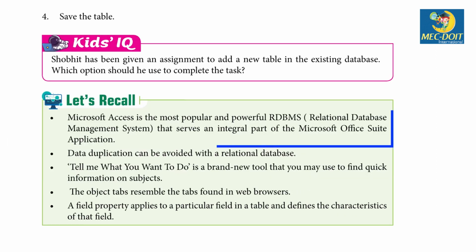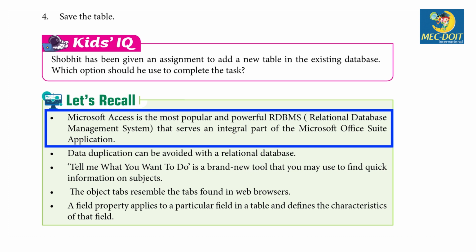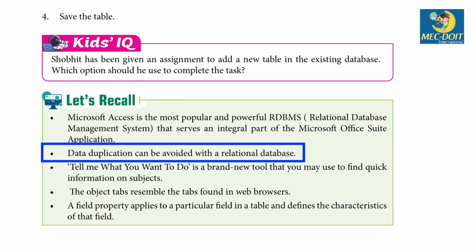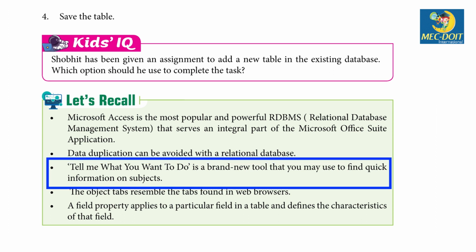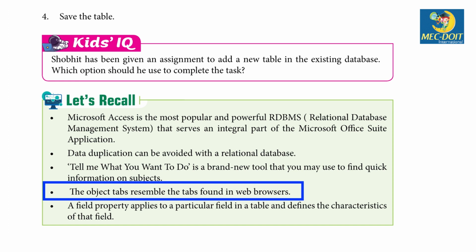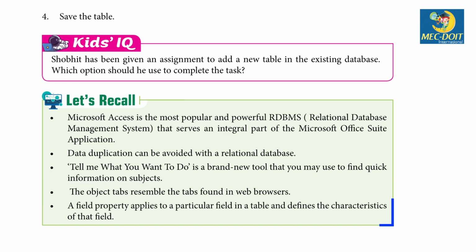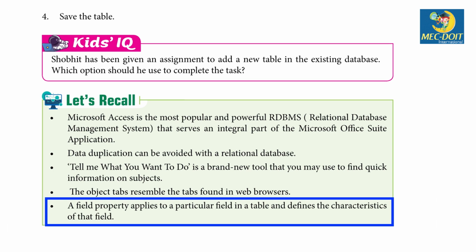Let's recall. Microsoft Access is the most popular and powerful RDBMS, relational database management system, that serves as an integral part of the Microsoft Office suite application. Data duplication can be avoided with a relational database. Tell Me What You Want To Do is a brand new tool that you may use to find quick information on subjects. The object tabs resemble the tabs found in web browsers. A field property applies to a particular field in a table and defines the characteristics of that field.